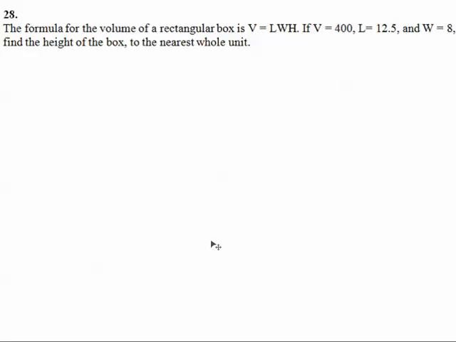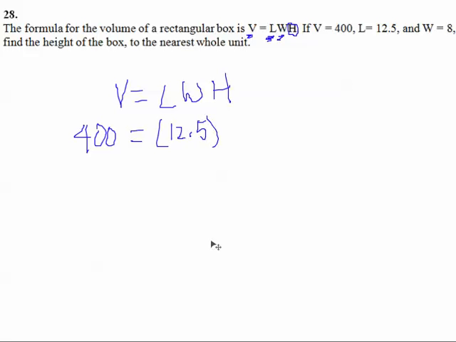The formula for the volume of a rectangular box is volume equals length times width times height. They have given us the volume, they have given us a length, and they have given us a width, and they want us to isolate and find the height. So, volume equals length times width times height. Volume is 400. I'll plug it in for the V. Length is 12.5. I'll plug that in for the L. Width is 8. And I don't know what my H is, so I have to leave it out.